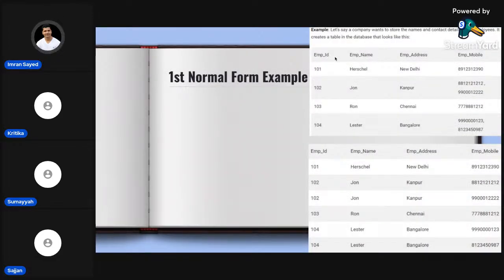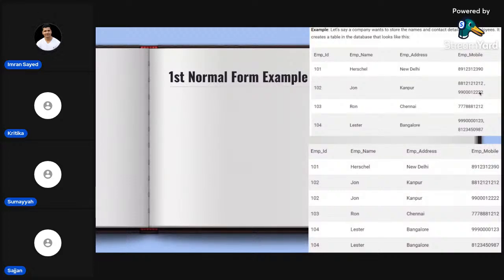Example is this. Here we have a relation, and we have employee ID, employee name, employee address, employee mobile. This is not in first normal form because employee mobile is not an atomic value, it's multi-valued. There are multiple values here. So that is why it is not in the first normal form.